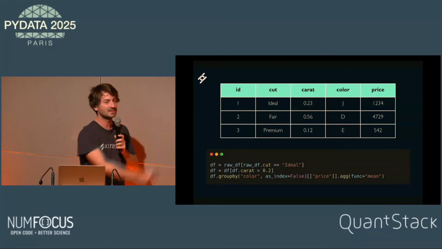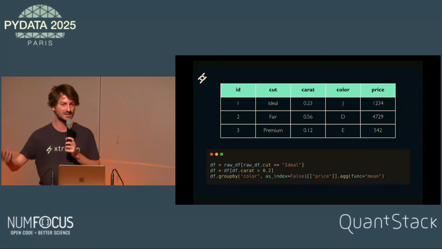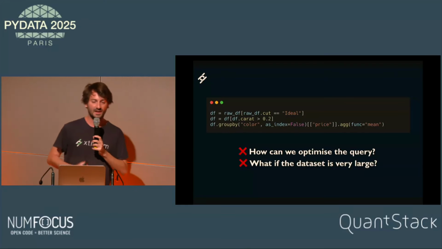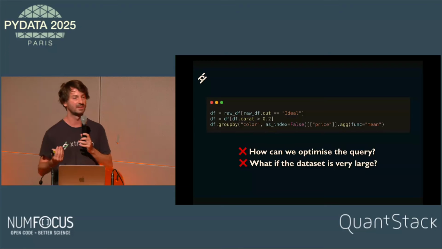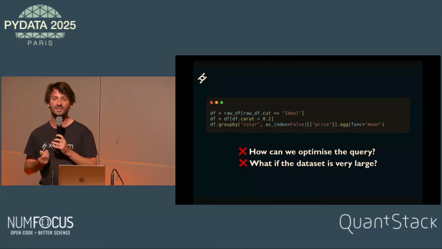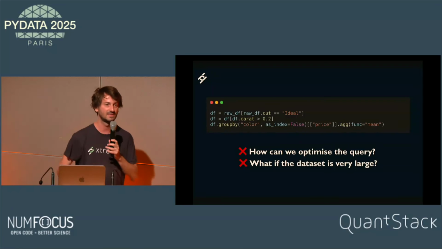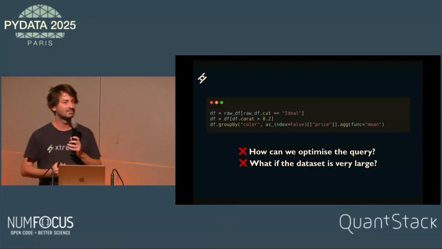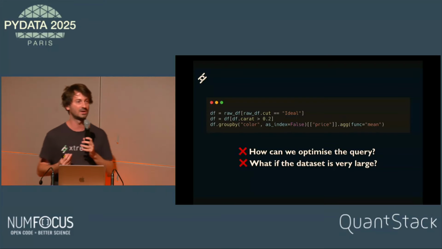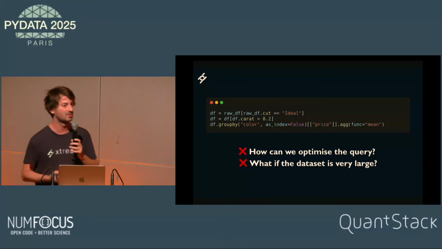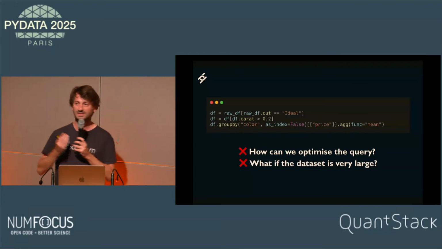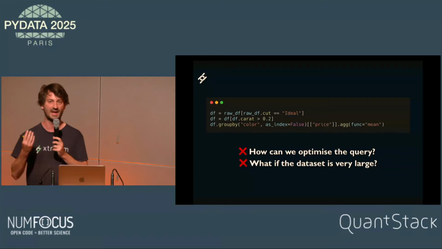This is some Pandas code that does the job. It works, but it has a couple of problems. For example, how can we optimize this query? Assume that the dataset is not 54,000 rows, as this dataset actually is, but 54 million rows, or 540 million rows. Then just executing one step after the other is not the best option we have.